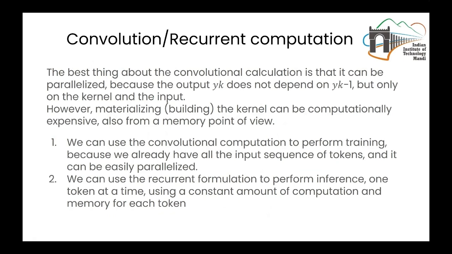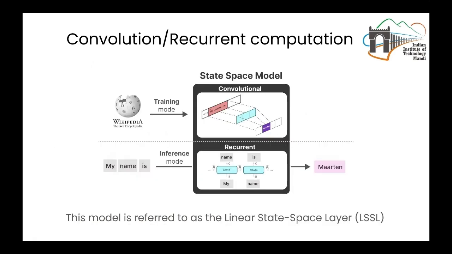Now we will use both versions to create a modified version of SSM, which we call LSSL, a linear state space layer. How this works is, we will use the convolutional version for the training part because it can be parallelized and leads to faster training. And we will use the recurrent version for the testing part because recurrent for any nth token will only consume constant memory for calculating the inference, as it depends only on the previous state and the current input.